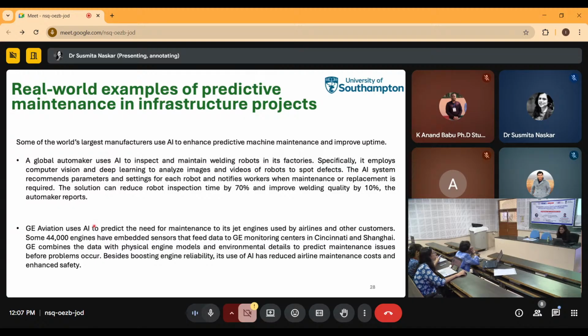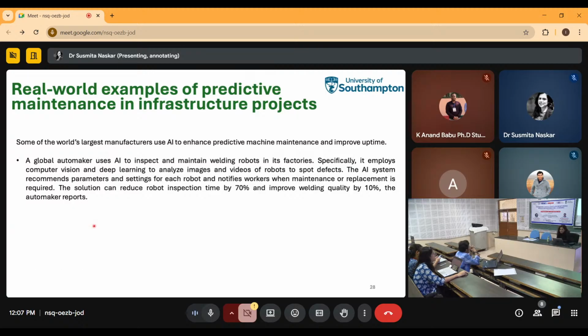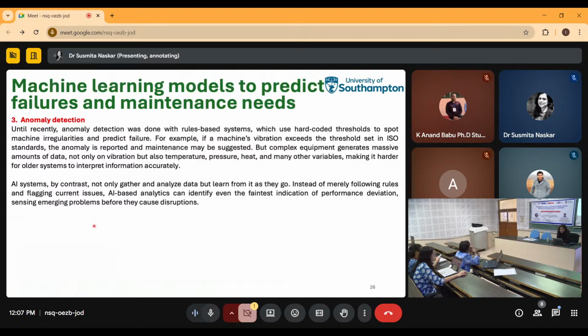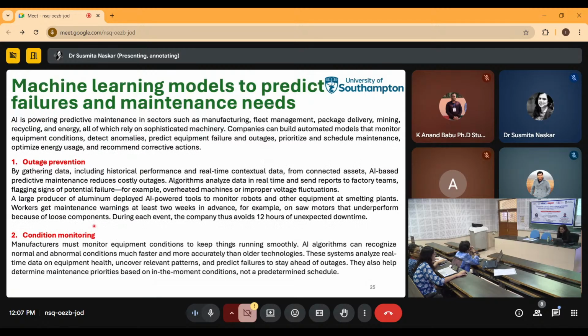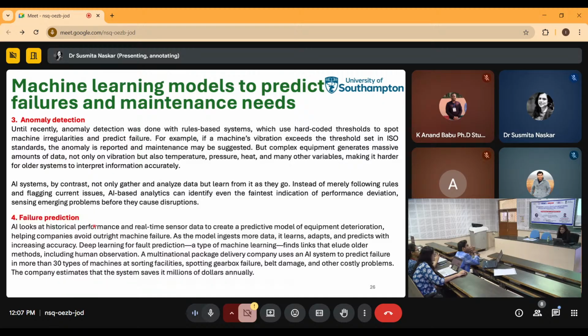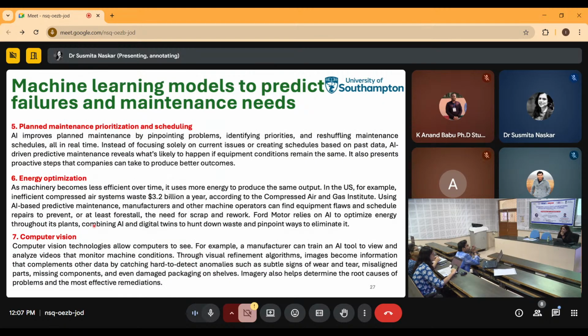So I will say please go back and try to think about how you can use any of these models. We have talked about several cases in total: outage prevention, condition monitoring, anomaly detection, failure prediction, maintenance, energy optimization, and computer vision, right? Think about all of these 7 approaches, and you will see that definitely all of them are connected in some way. They are not always individually performing parameters. So you can think about how you can use one of these, or maybe 2 of these together, in certain cases. And it does not matter if you are thinking about civil infrastructure. You may also think about some other cases.